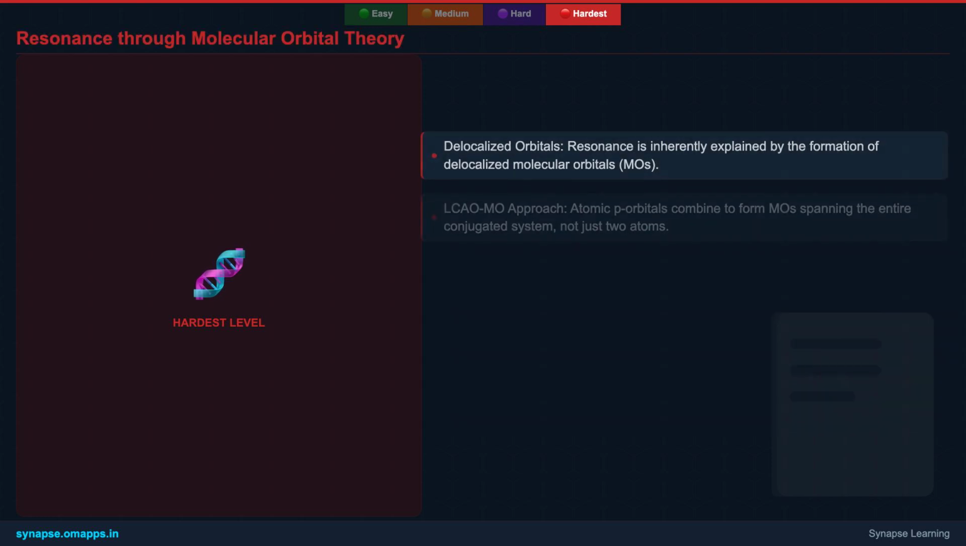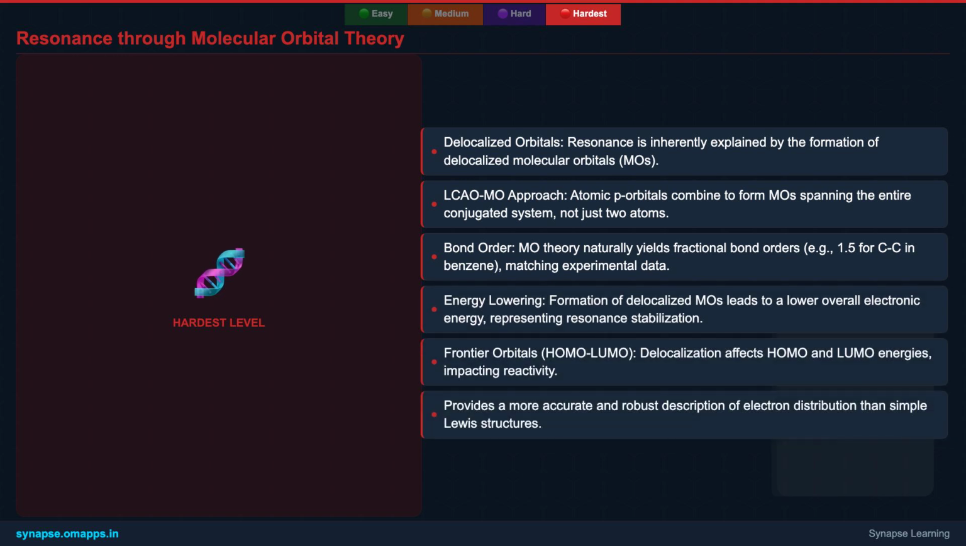While Lewis structures and resonance forms are useful conceptual tools, molecular orbital (MO) theory offers a more accurate and fundamental description of resonance. In MO theory, instead of electrons oscillating between fixed positions, they exist in delocalized molecular orbitals that span across multiple atoms. These delocalized pi orbitals are formed by the linear combination of atomic p orbitals, allowing electrons to spread out over the entire conjugated system.